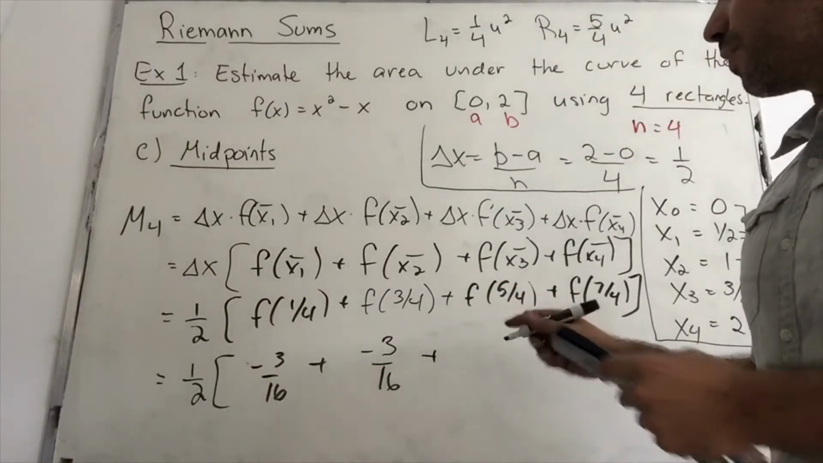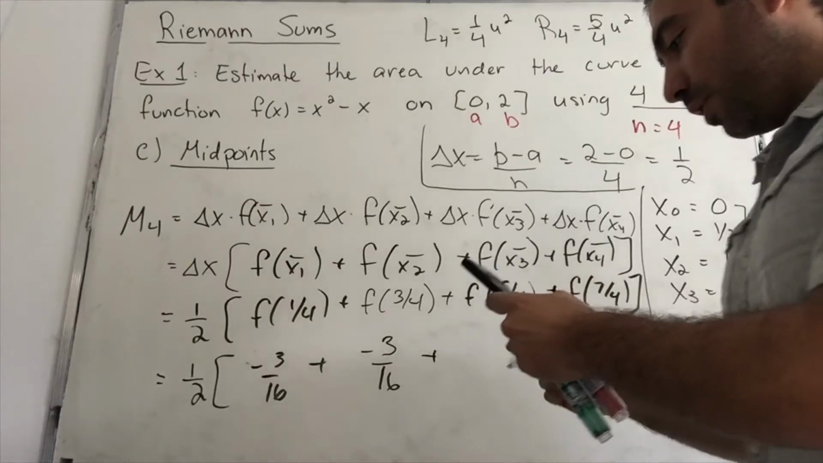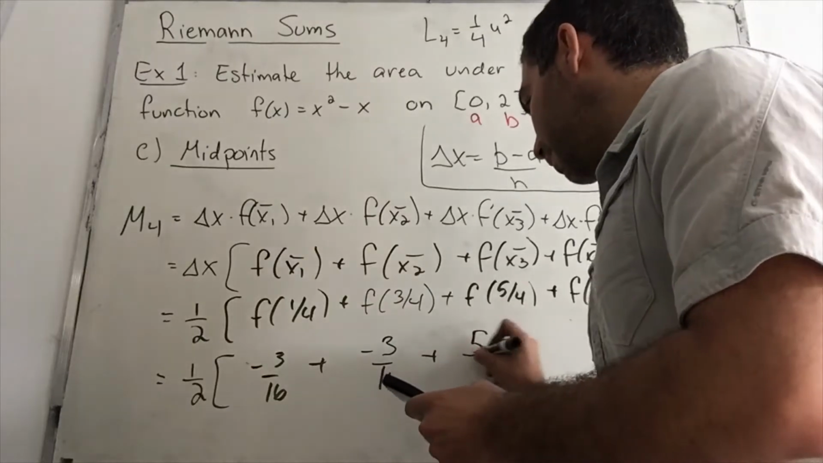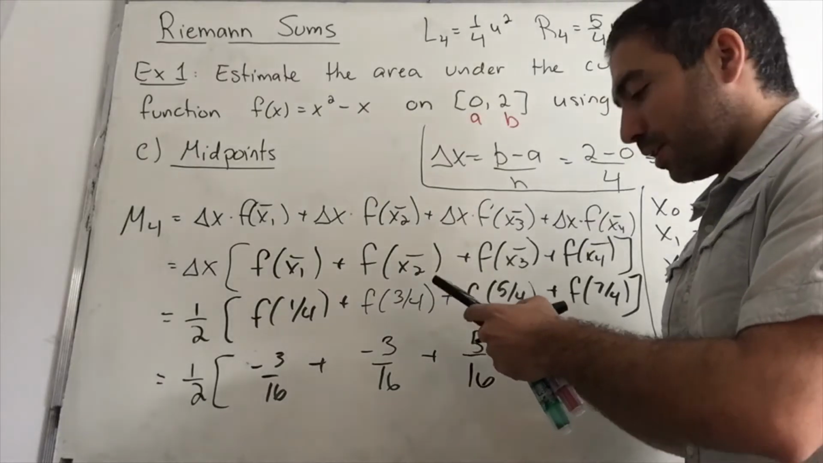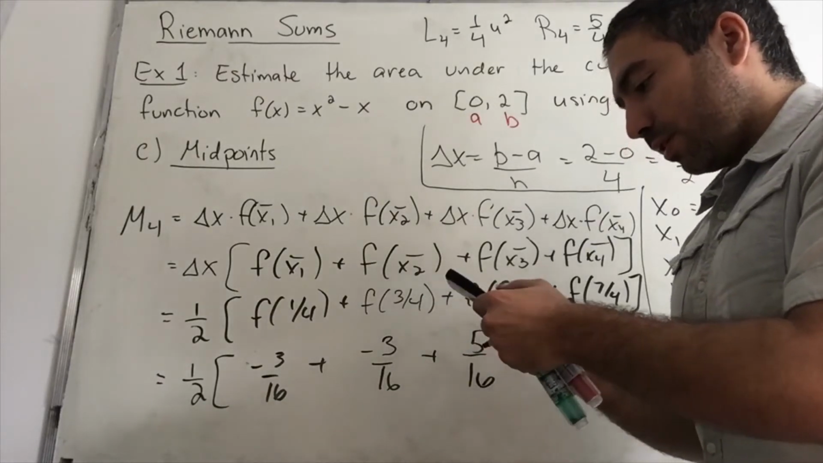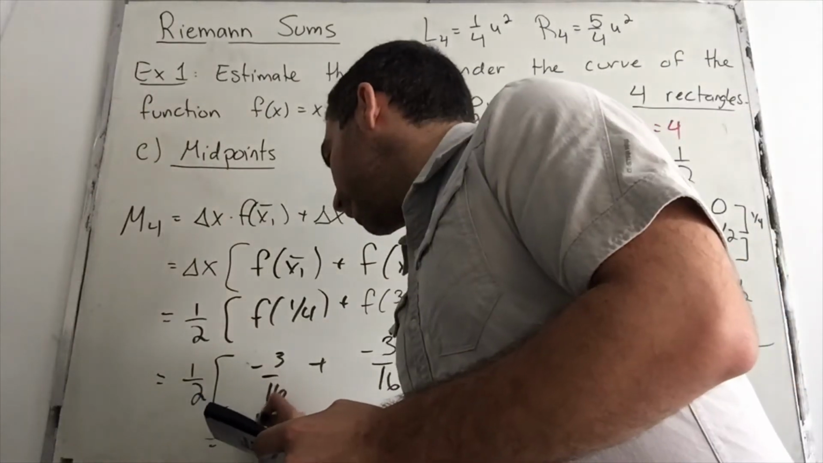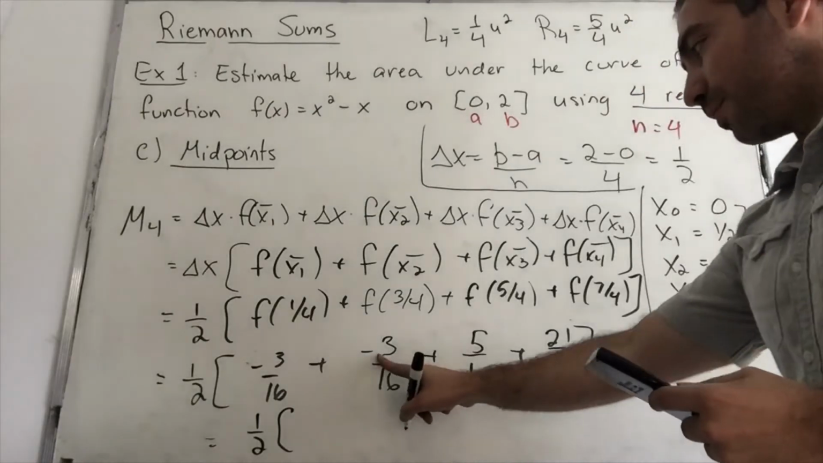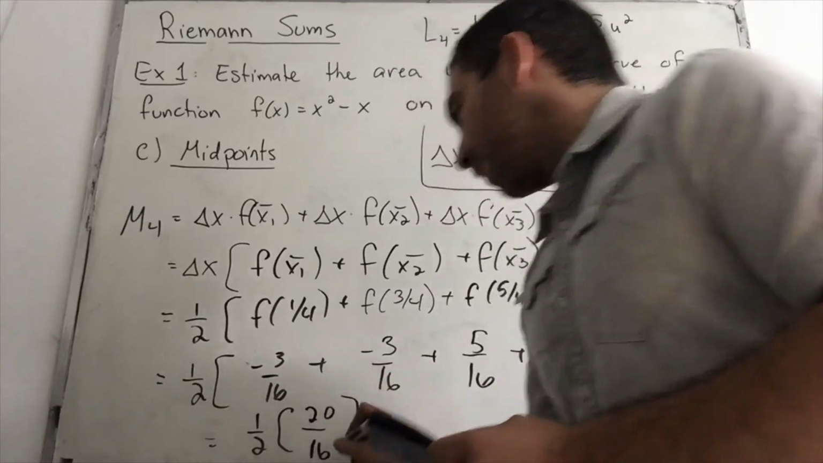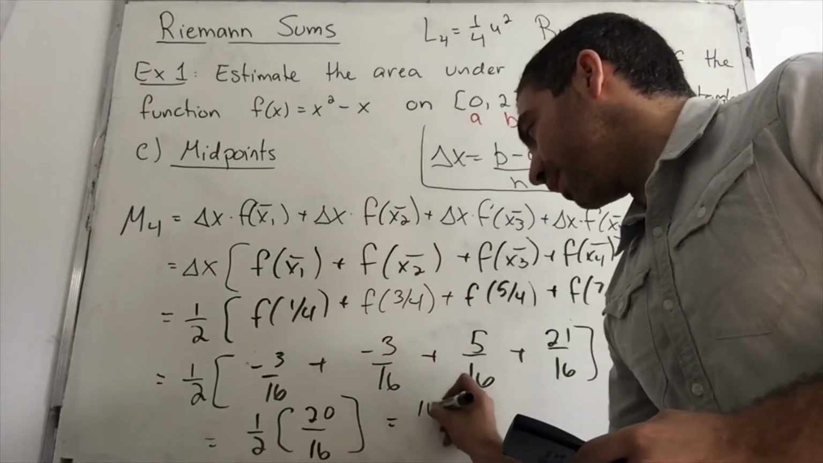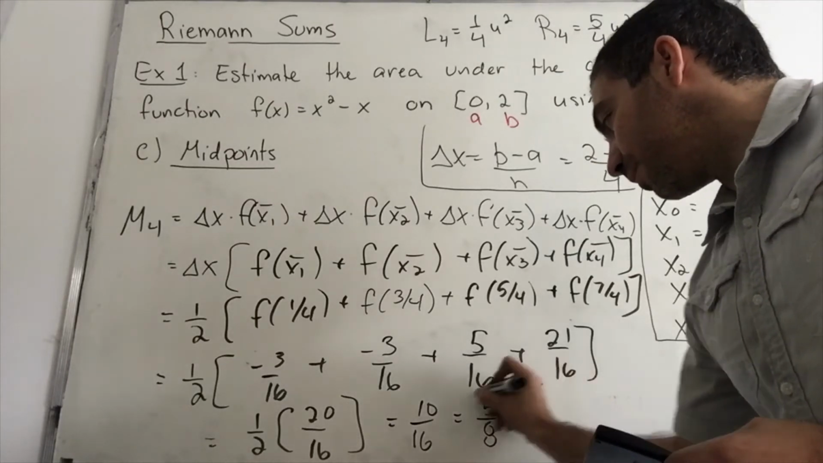Plus the next one is 5 over 4. If we put 5/4 squared minus 5 over 4, I'm getting 5 on 16. And lastly, if we put 7 over 4, square it, and then minus 7 over 4, I'm getting 21 on 16. So we get a half on the outside. Minus 3, that's minus 6, plus 5 is minus 1, plus 21 is 20, so I get 20 on 16. 20 divided by 2 is 10, so we have 10 on 16. Both are even, so you can divide by 2 and get 5 on 8 units squared.